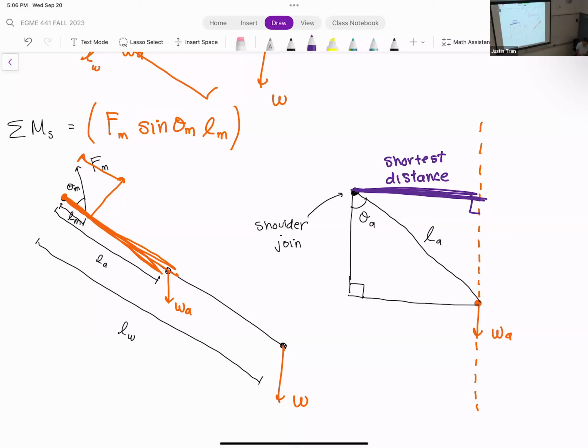And we can determine what that distance is just based on trigonometry. So we have the hypotenuse of that triangle, which is LA. And if we look, this purple line is exactly the same length as this line right here. And so based on trigonometry, the length of that line is going to be LA sine of theta A.